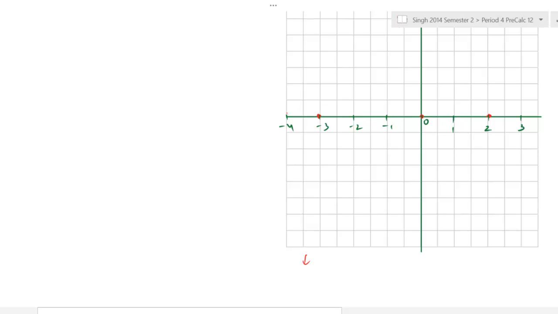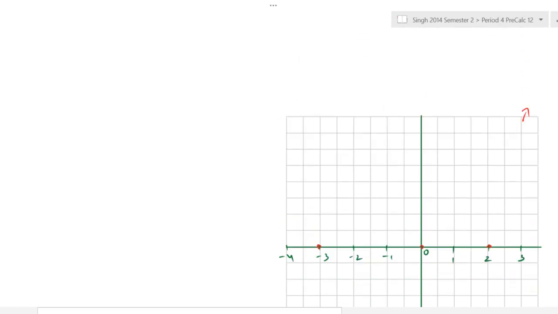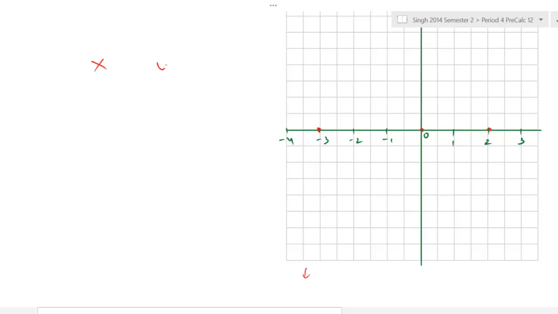Now, time to make a table of values. I will need to test some points. Need to test -4, so I get end behavior. Test a point between -3 and 0, and in fact I'll test a couple of them: -2 and -1. 0 is already there. Need to test a couple of points on this side, so I'll pick one between 0 and 2, +1, and then one outside of 2 to get the end behavior again, +3.